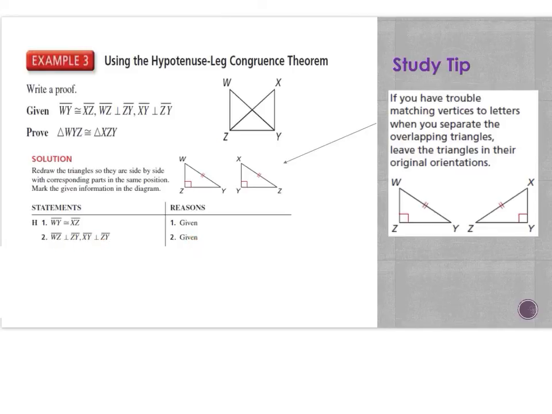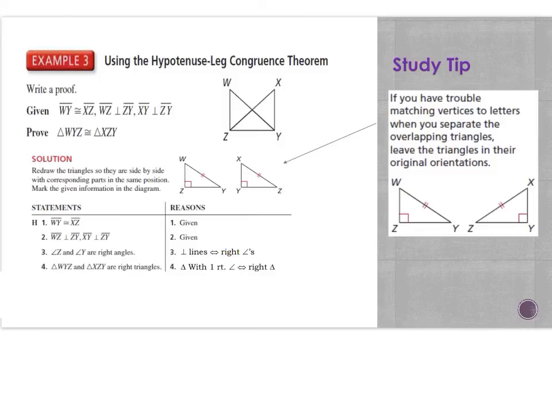Reason, given. So our immediate next conclusion that we need to state is that if we have perpendicular segments, then we have right angles. So that's your next statement. So we state that angle Z and angle Y are right angles. Reason? Because we had perpendicular lines in the previous statement. So if we have perpendicular lines, then this implies right angles.